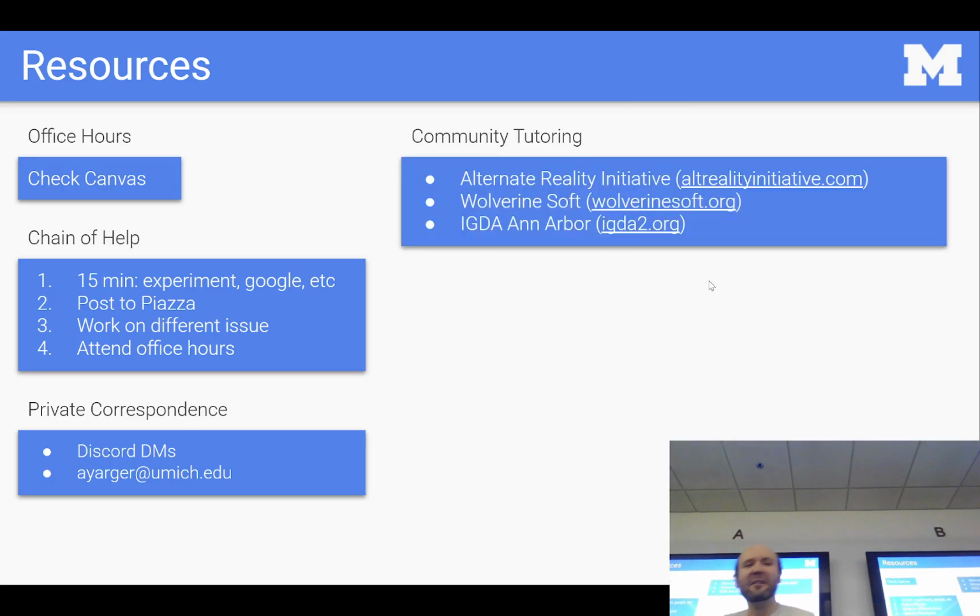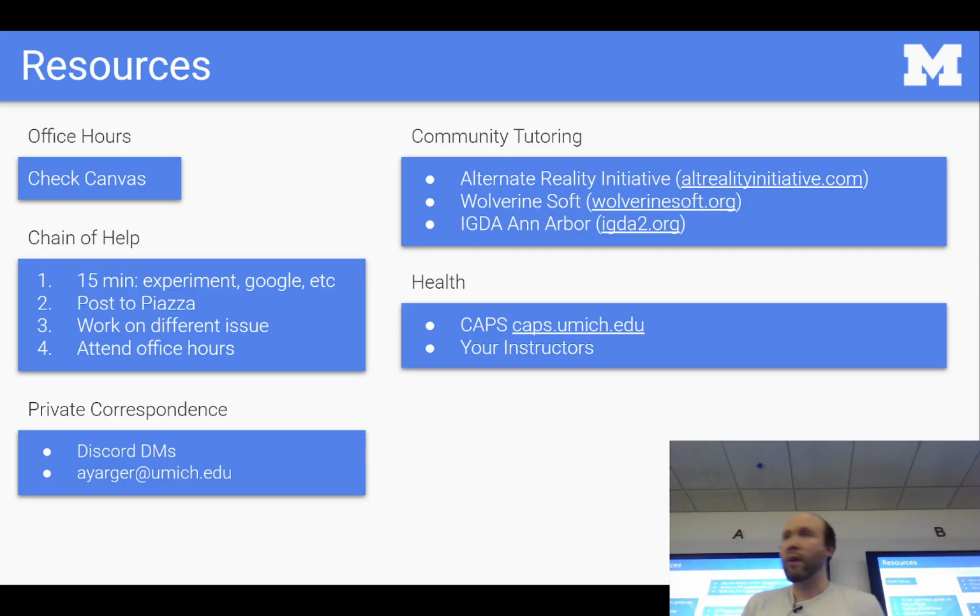Round 2. There are a lot of great communities on campus. ARI, the XR Club, Wolverine Soft, IGDA Ann Arbor, all of these groups around campus are going to have students who have been through this course or have game engine knowledge of their own through just their own personal work. And so these communities can help you out. They can give you advice. They can look into something for you, whatever you want.